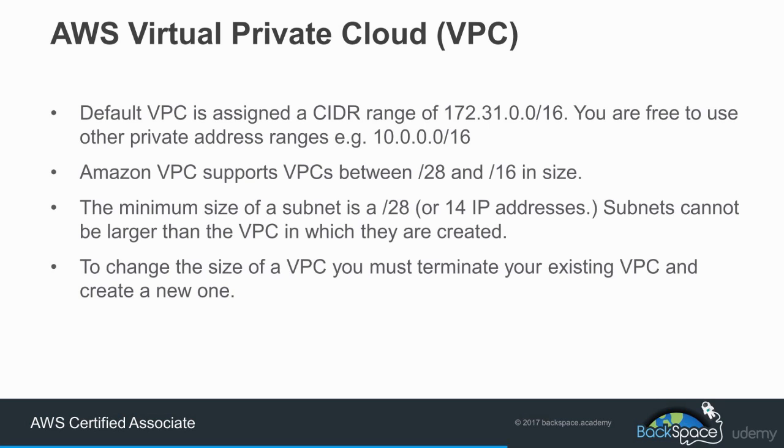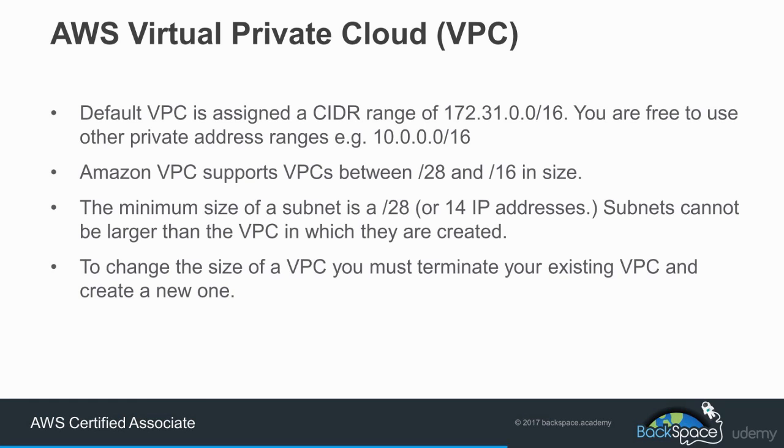Amazon VPC supports VPC ranges between /28, which is very small, up to /16. The minimum size of a subnet is /28 or 14 IP addresses. And subnets cannot be larger, for obvious reasons, than the VPC in which they are created. It just wouldn't make sense if that was the case.